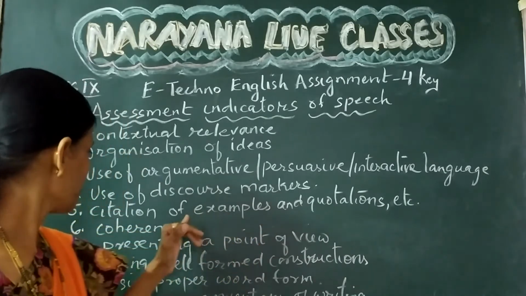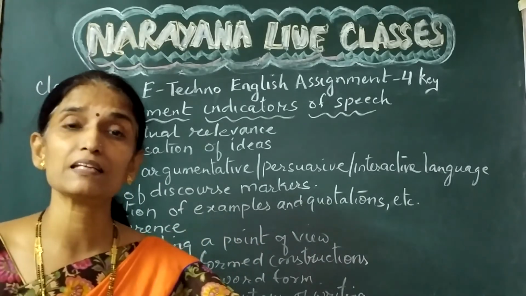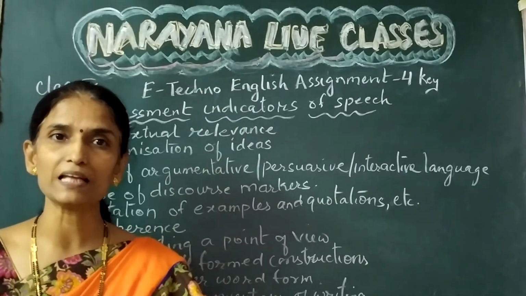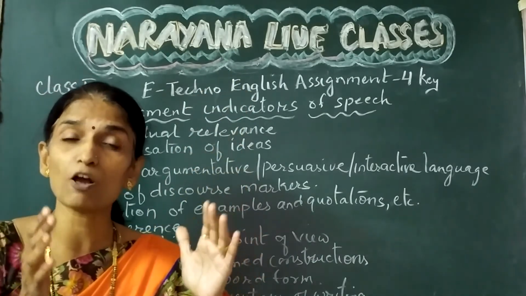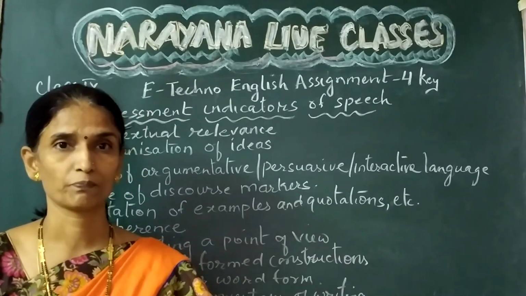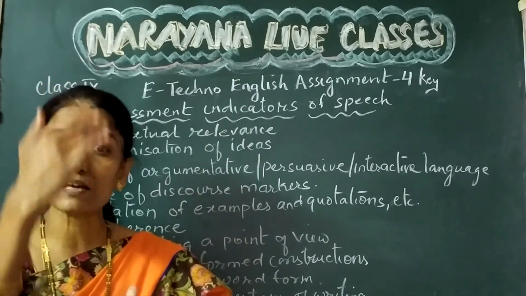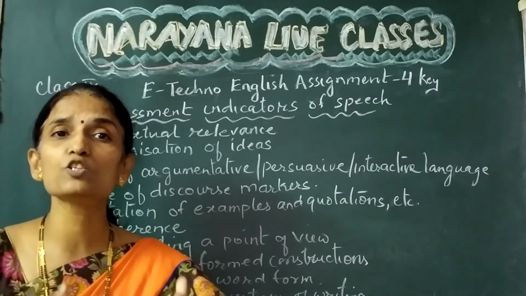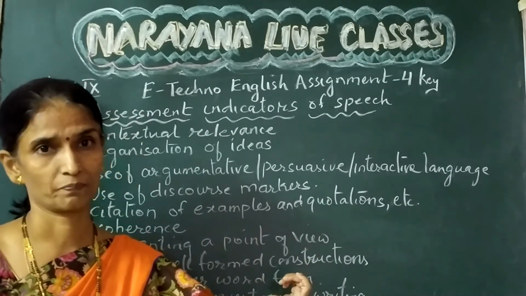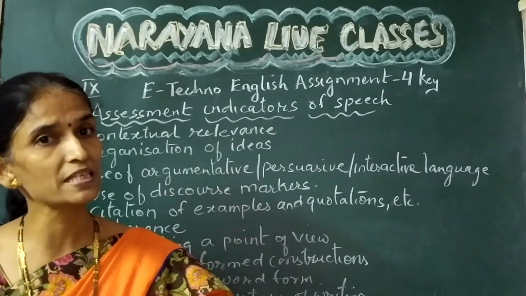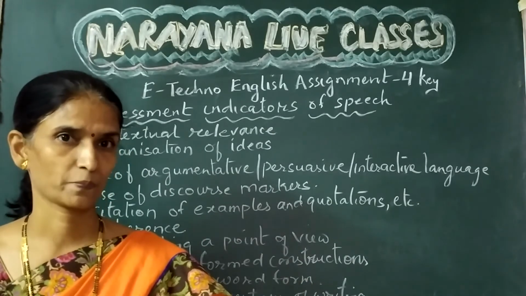Fine. So, the next assessment indicator is coherence. See, in your speech you put different ideas and these ideas should be organized sequentially. So, when your ideas are sequential, they are linked properly, your speech becomes coherent. So, coherence is one assessment indicator that we seek in a speech.